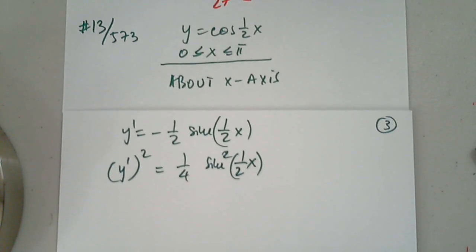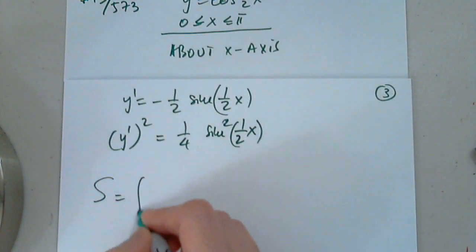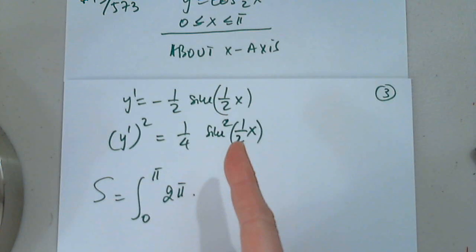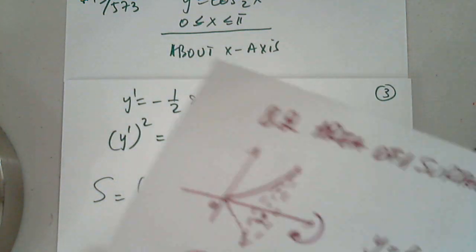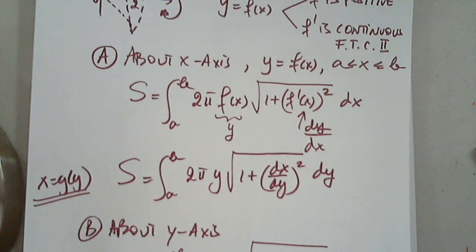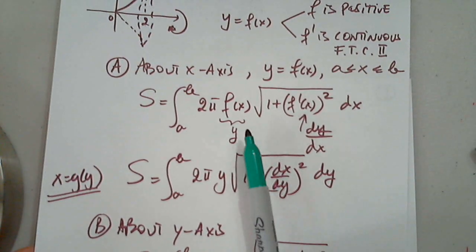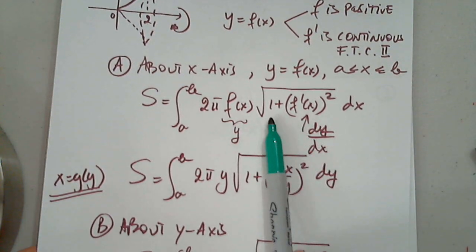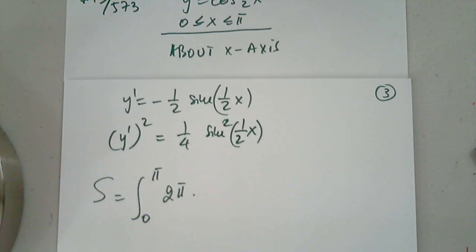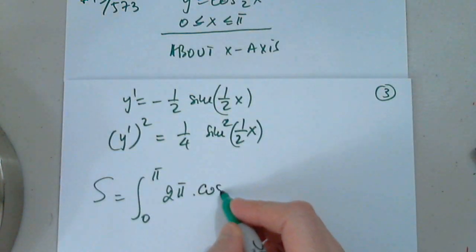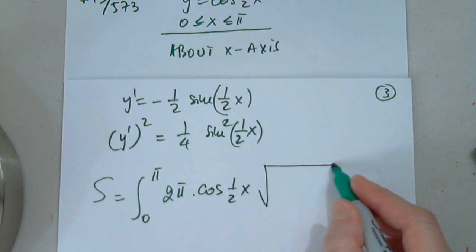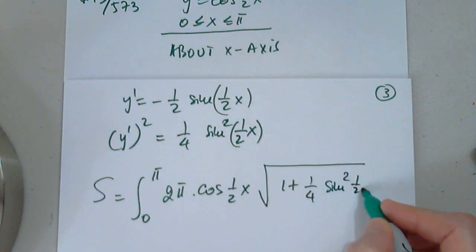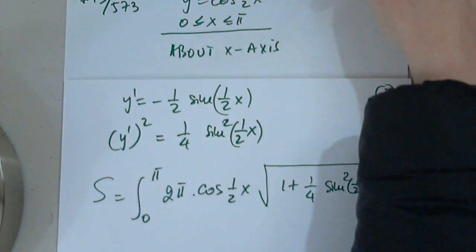Okay, now we have the integral from 0 to pi. We have 2 pi. Then we have y. Coming back to, where's my first page? Okay, here it is. Same thing. This is our function. This is what we just determined with plus 1, of course, and dx. Okay, so then that is cosine 1/2 x, the square root of 1 plus this, which is 1/4 sine squared of 1/2 x, and of course dx.